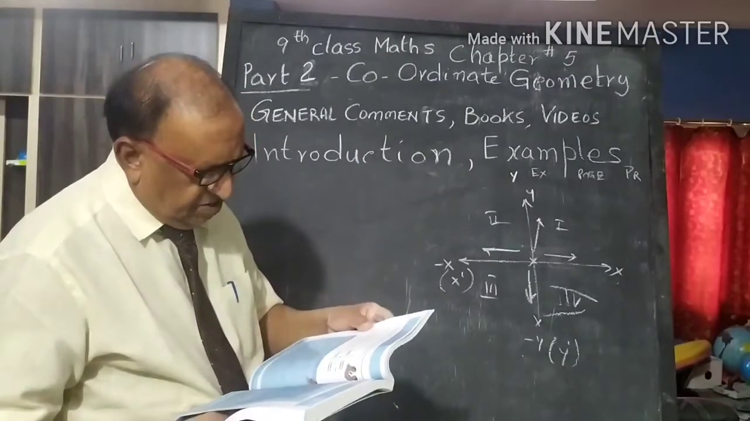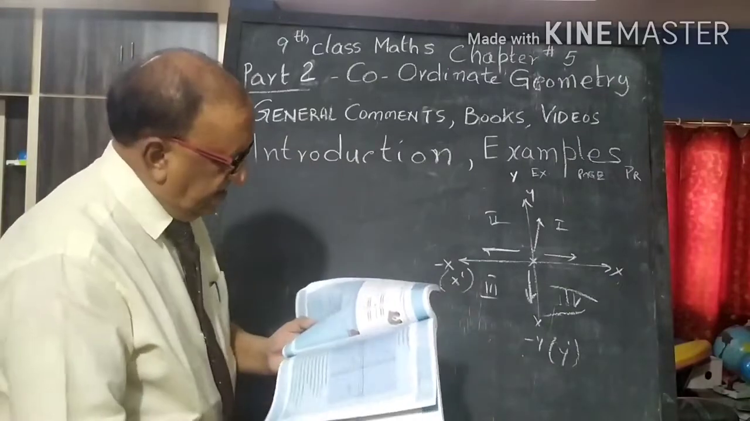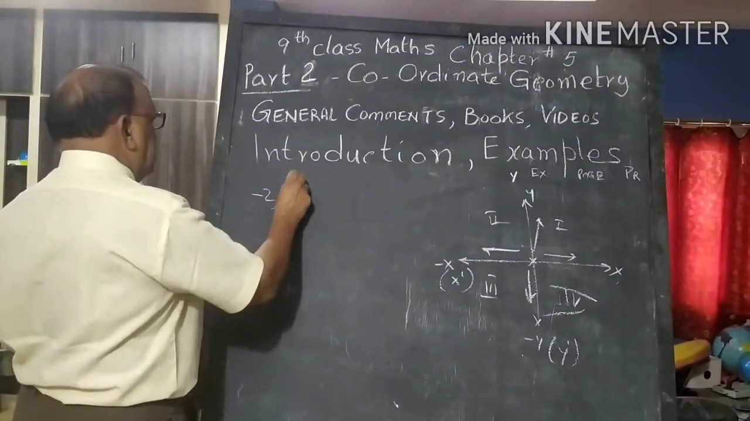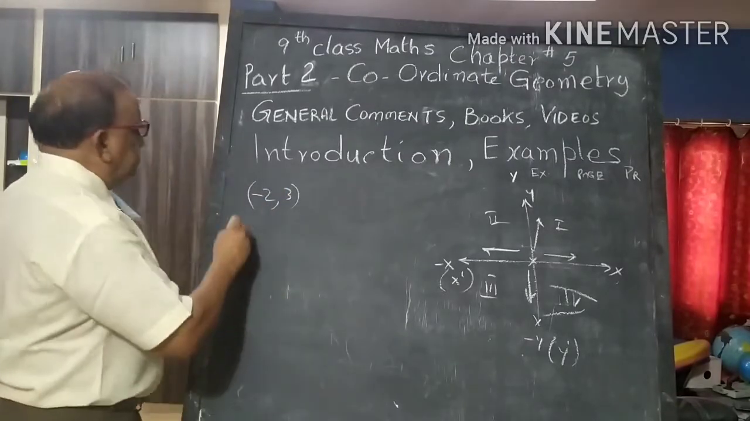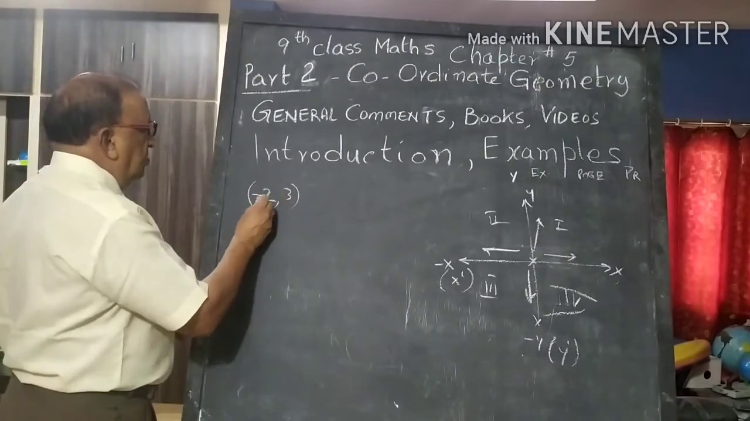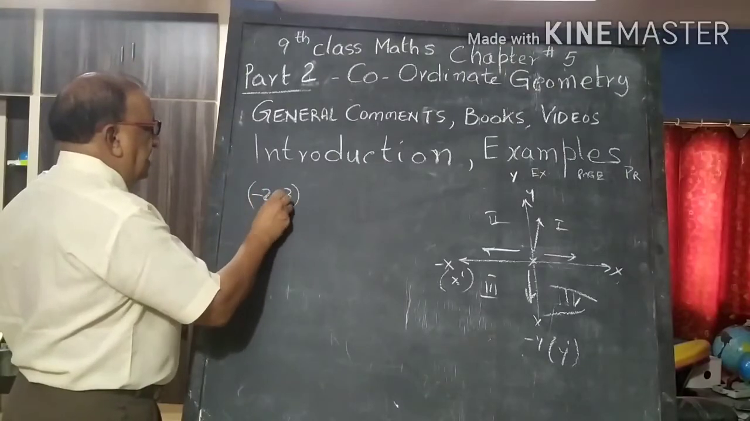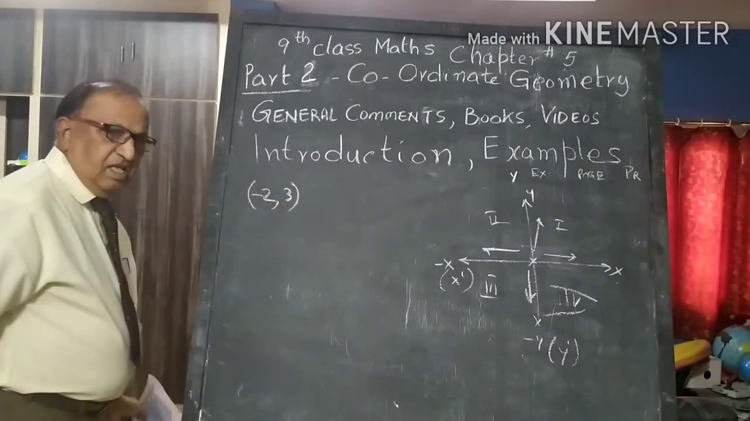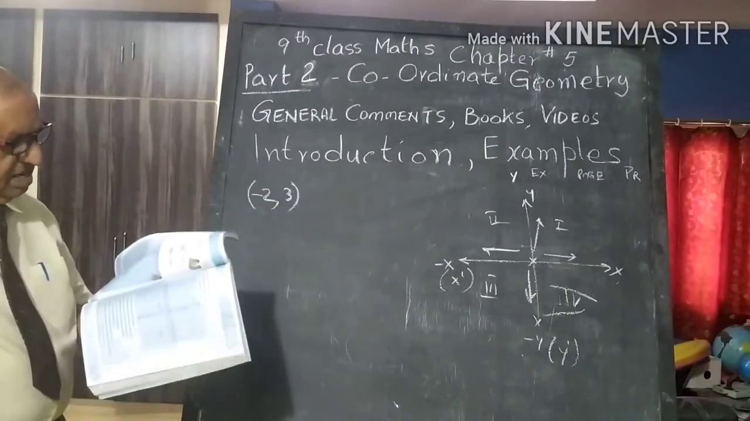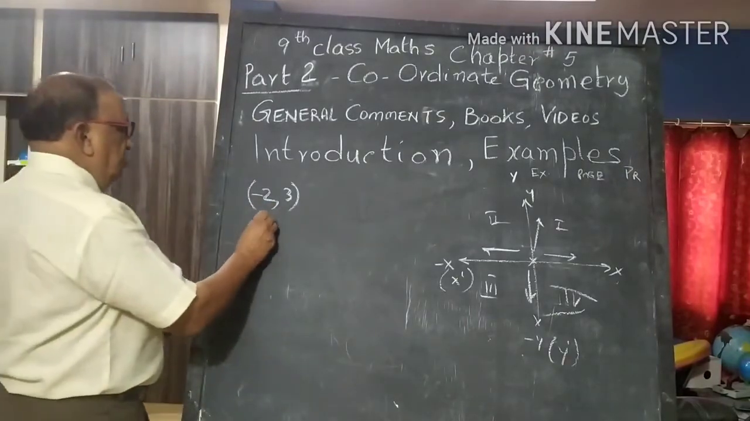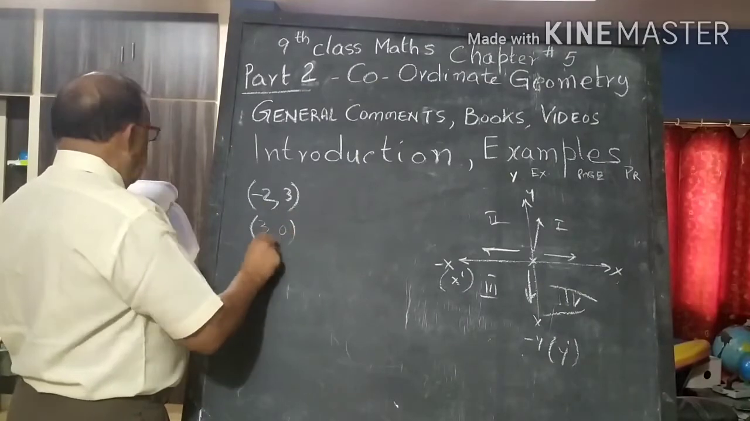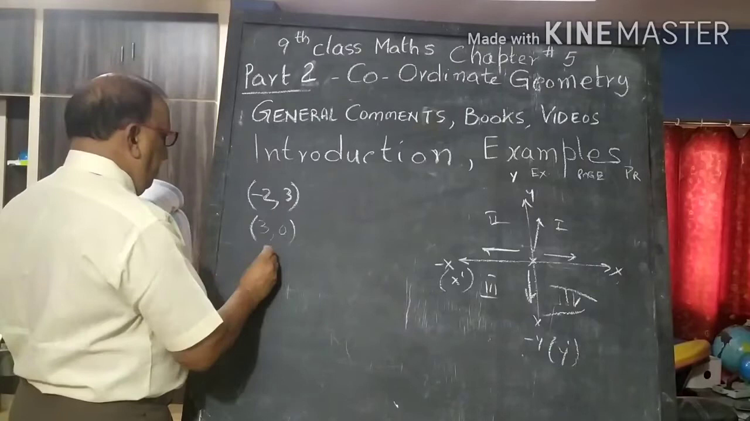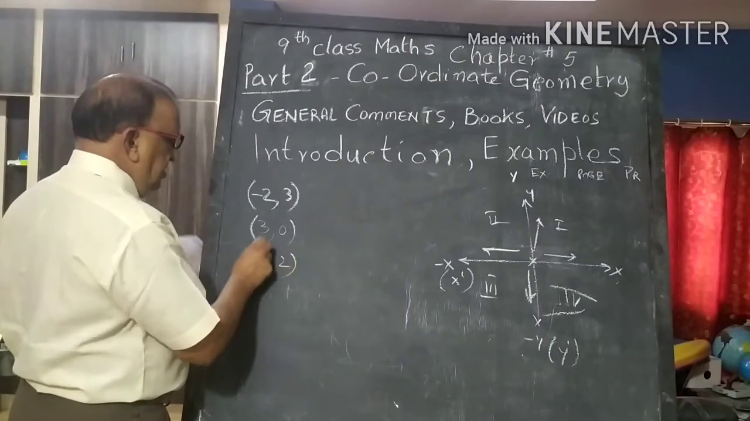Write the quadrant in which the following points lie. First one I take minus 2, 3. You have to put the brackets. This is how you mark it. First you write the x coordinate and then the y coordinate, within parentheses. That's how you have to represent. Minus 2, 3, and then 3, 0, and then let us say 4, 2, like that.